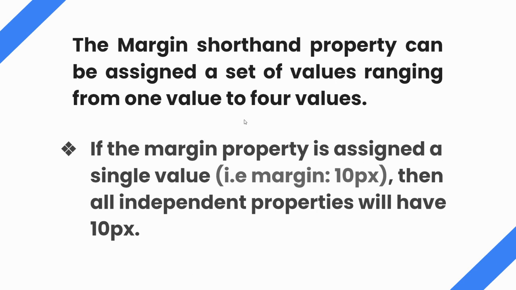So yeah, now the margin shorthand property can be assigned a set of values ranging from 1 to 4 values. So the margin and the padding actually have the same forms when it comes to assigning values. And as you can see, when the margin property is assigned a single value, that is margin equals 10 pixels as we have here, it will actually affect all the properties within the margin. That's the margin top, the margin bottom, the margin left, and the margin right. They all take that 10 pixels.